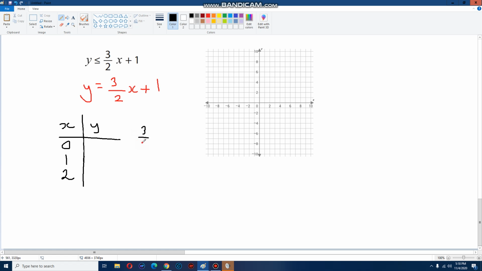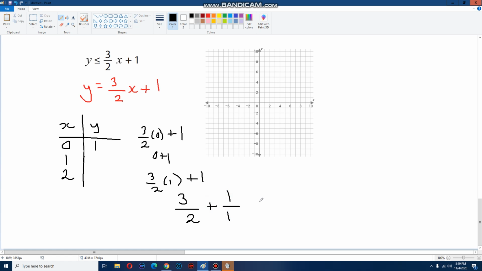So 3 over 2 multiplied by 0 plus 1. Well, any number multiplied by 0 is 0, and 0 plus 1 is 1. First coordinate point is done. Next one. When x is 1, what's the value of y? Well, 3 over 2 multiplied by 1 is 3 over 2 plus 1 over 1.